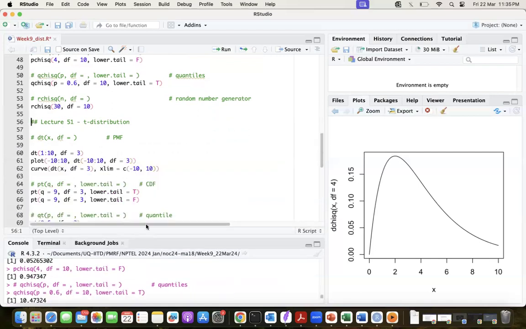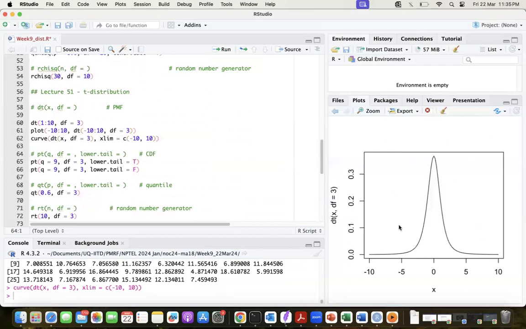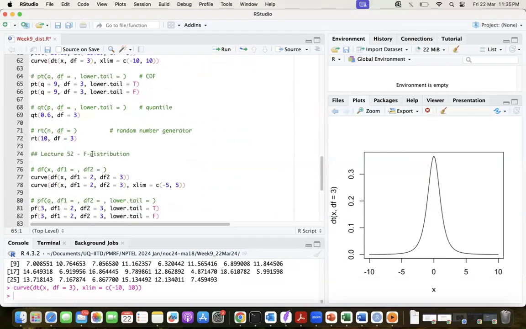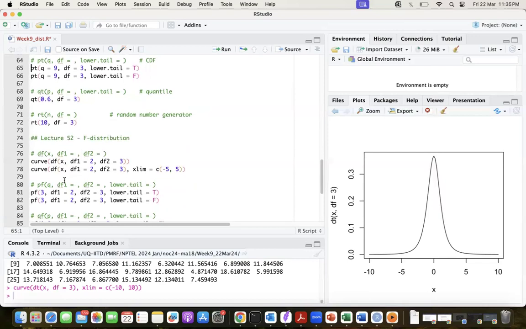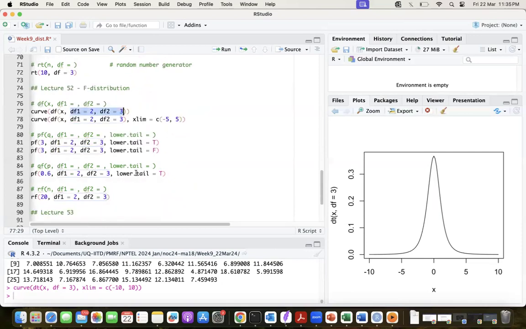And it pretty much continues the same way for the t-distribution. This is what the t-distribution looks like. It's going to be centered at 0, and even though it might look all tapered here, it's a little different from a normal distribution. You can calculate the CDF, quantiles, random number generation, and then we move on to the F distribution. Here it's again the same format, but now you need to give it two df values, df1 and df2.